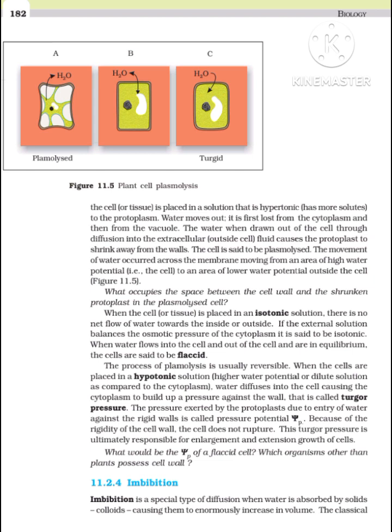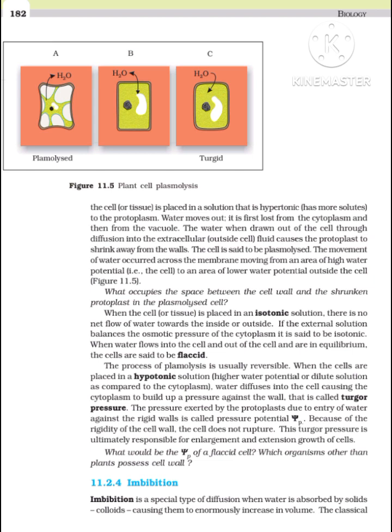The movement of water occurred across the membrane, moving from an area of high water potential, i.e., the cell, to an area of lower water potential outside the cell, figure 11.5. What occupies the space between the cell wall and the shrunken protoplast in the plasmolysed cell?